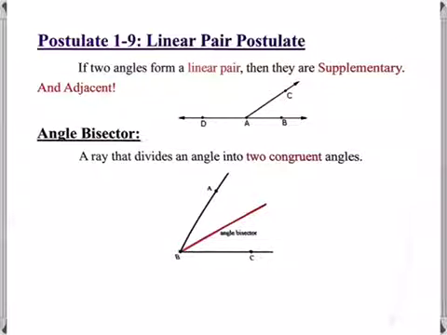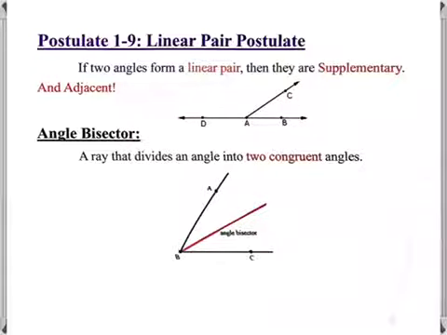All right, postulate 1.9, the linear pair postulate. We've actually looked at a bunch of these so far in this lesson, so we're just going to give a term to it. If two angles form a linear pair, then they are supplementary and adjacent. Previously in the notes, we were looking at a lot of angles and trying to find their supplements, and we always seemed to find the ones that were adjacent to it and made the straight angle. Well, that's what a linear pair is.